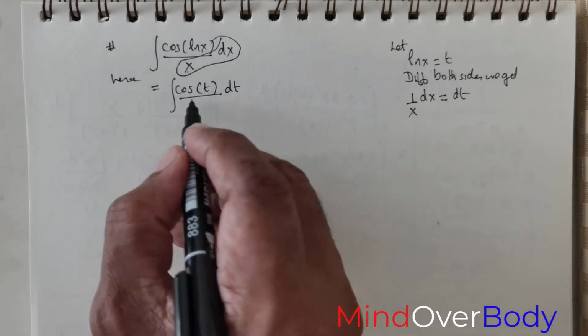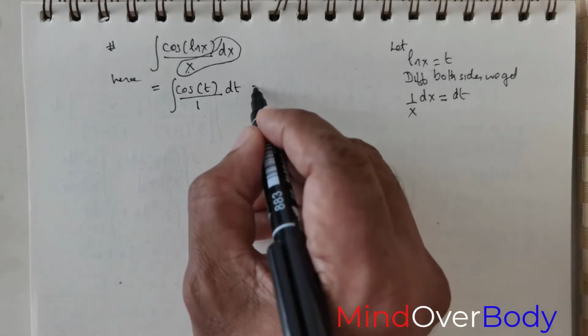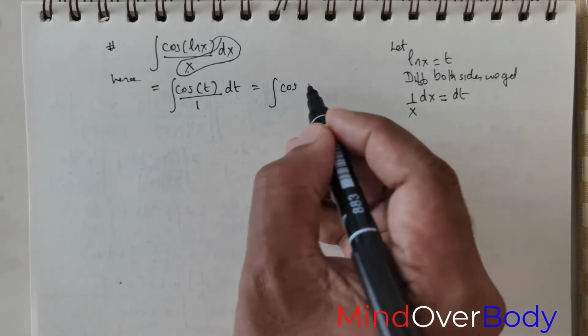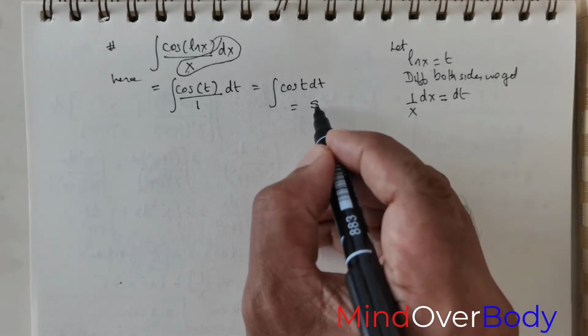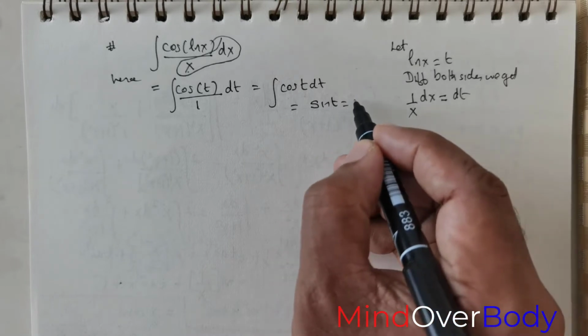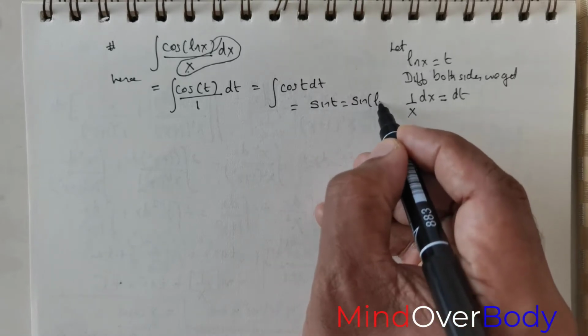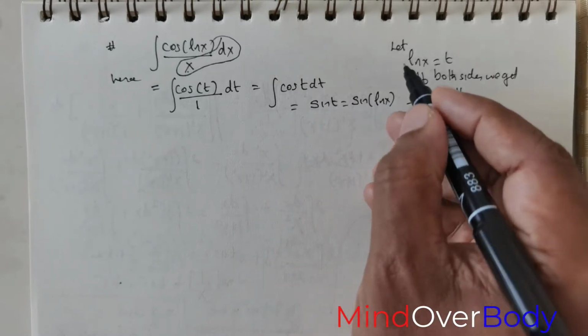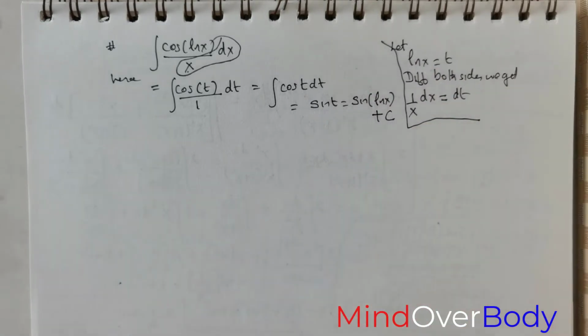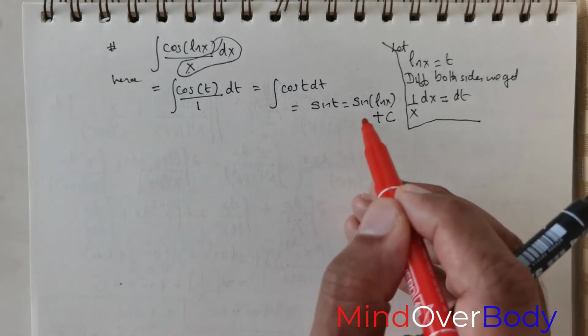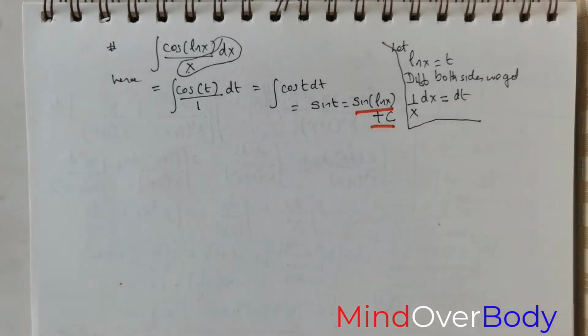Of course, since I placed the byline, I will place a 1 there, so this can be rewritten as integral cos t dt. But what is the integration of cos t? It is going to be sin t. But what is t? t is nothing but ln of x. And of course, we need to add the arbitrary constant c. So this is the solution to the question. So we move on to the next question, students.